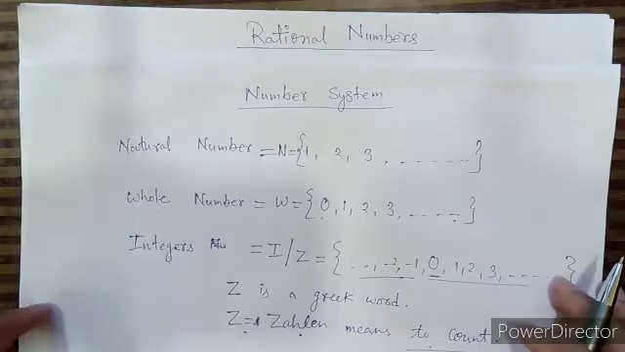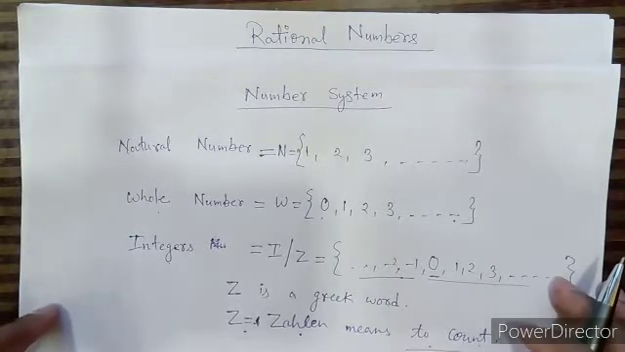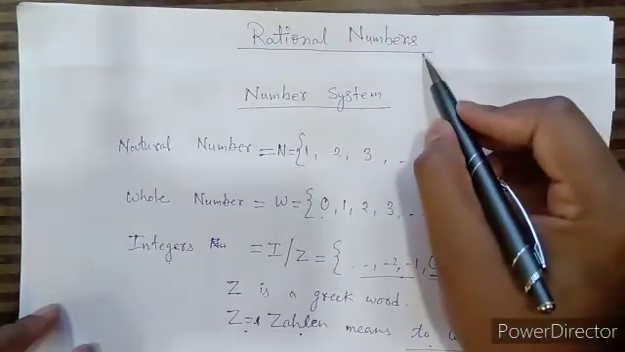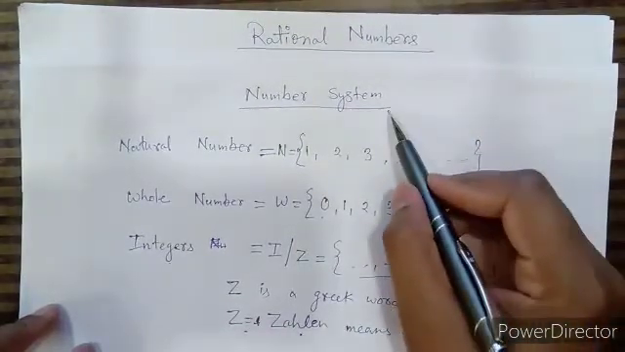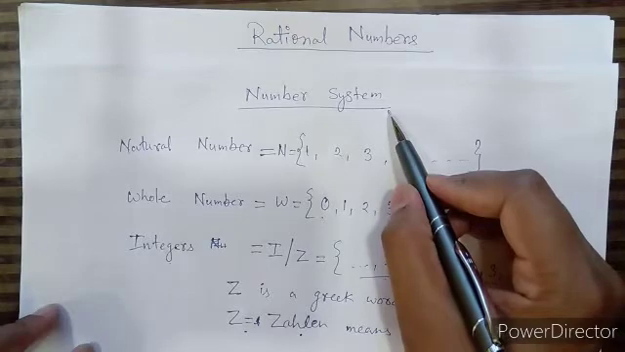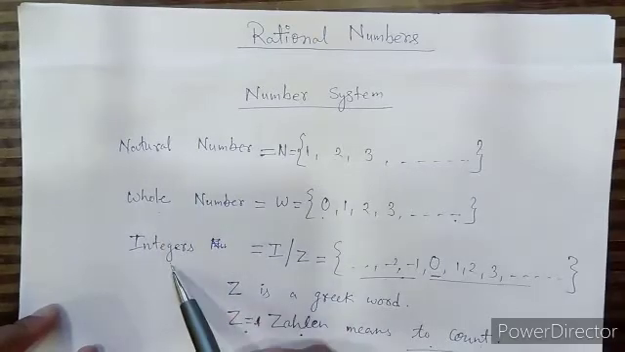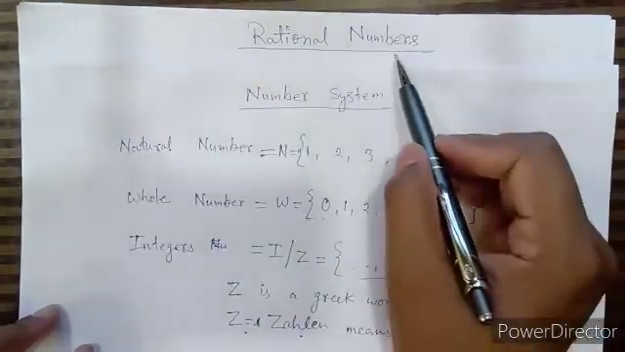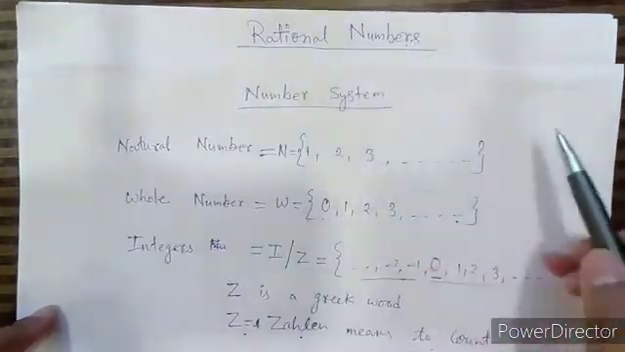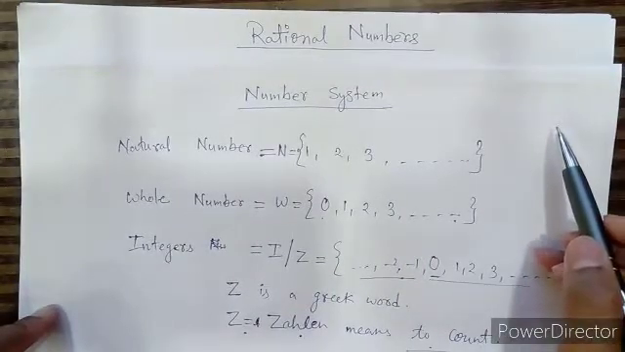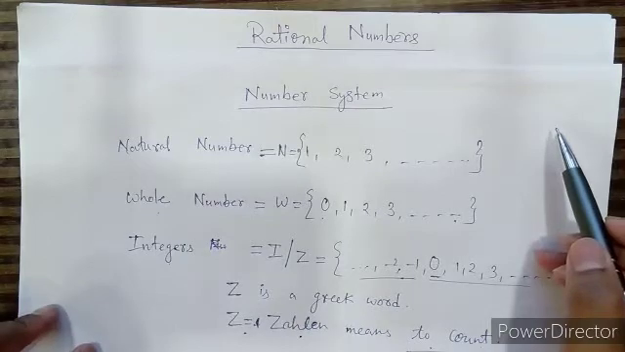Good morning, students. Today we will study rational numbers. But before starting rational numbers, first we have to discuss the number system. In the number system, the natural numbers, whole numbers, integers, and rational numbers we have already studied in the previous class. But today we will recapitulate these topics again.